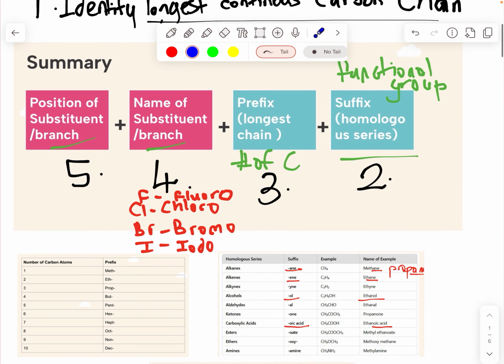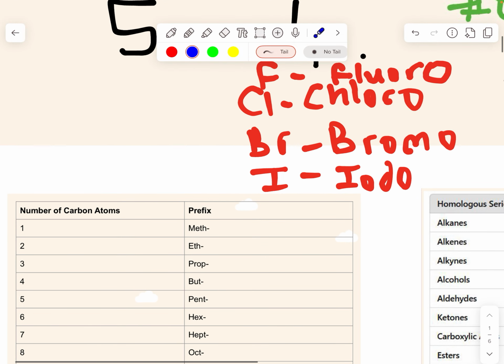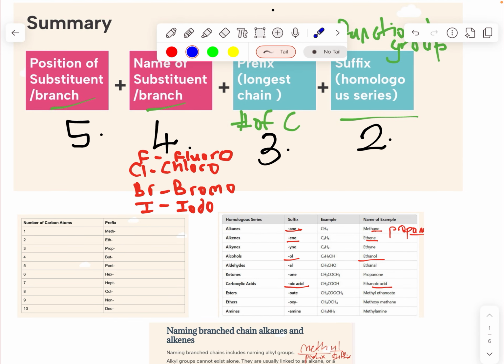Then we do our substituent or our alkyl group. Remember that if we have fluorine, it's fluoro; chlorine, chloro; bromine, bromo; iodine, iodo; NH2 is amino. If we have an alkyl group, of course, we name that similar to how we name our alkanes, but at the suffix, instead of having -ane, it's going to be -yl. So for example, if an alkyl branch has one carbon, it's methyl. If an alkyl branch has two carbons, it's ethyl, and so on. And then we have to identify the position of our substituent or the alkyl group.